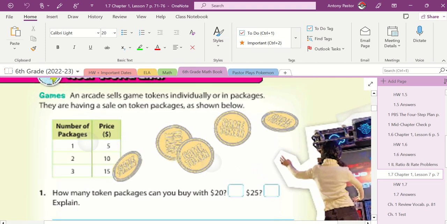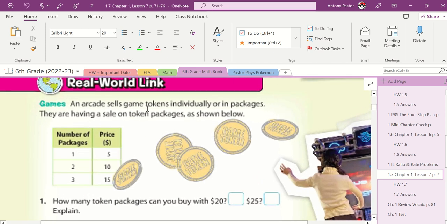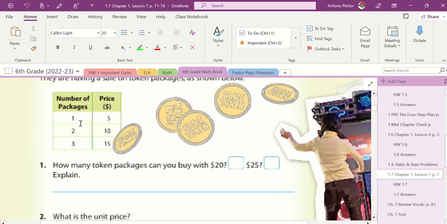In this real-world link, they're talking about an arcade selling game tokens individually or in packages. They're having a sale on tokens as shown. So if I buy one package, it'll cost me $5. 2 packages, $10. 3 packages, $15. If we notice, each time I buy a package, another $5 is added. So how many token packages can I buy with $20?